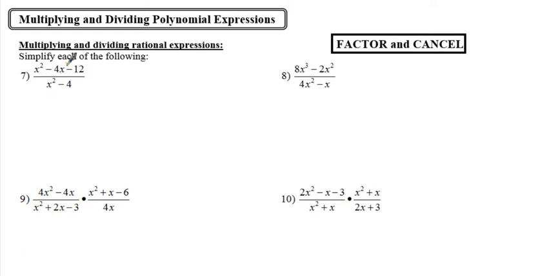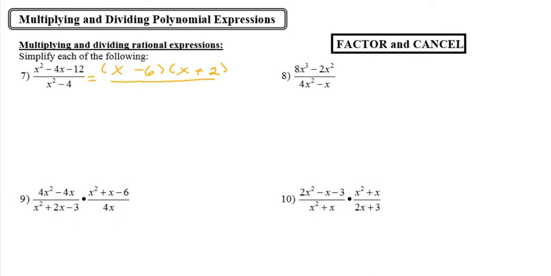Okay? So to simplify this rational expression, what we're first going to do is factor each of the polynomials. Now we've got a quadratic and a quadratic. Let's go ahead and factor each of them. So let's look at the top here and think what multiplies to negative 12 and adds to negative 4. Think about that for a moment. Hopefully you came up with 6 and 2, and you need the 6 to be the negative and the 2 to be the positive. So there are your factors for the top.